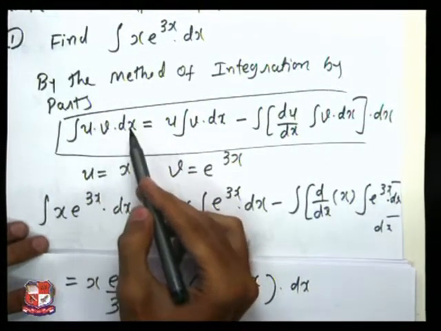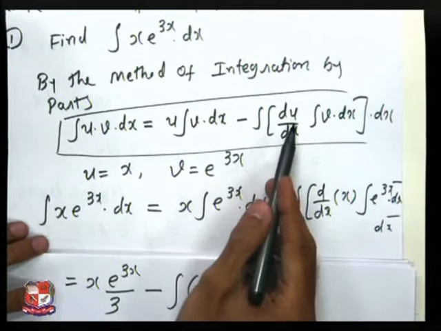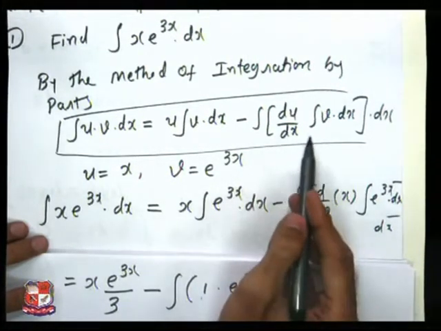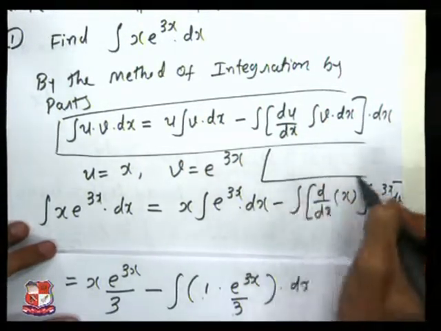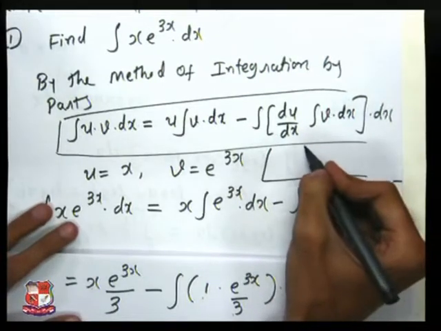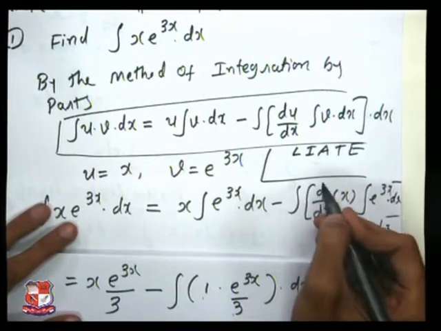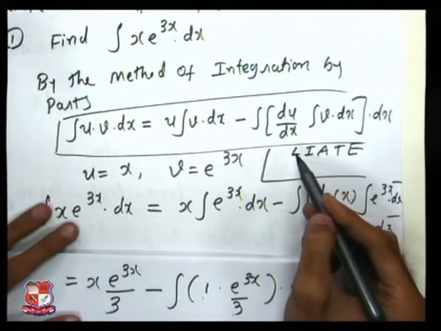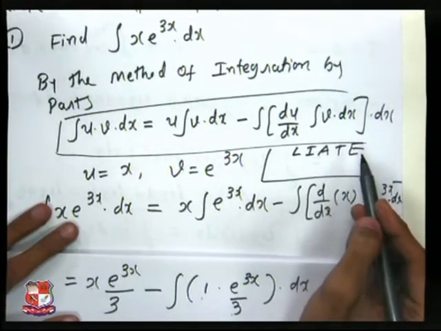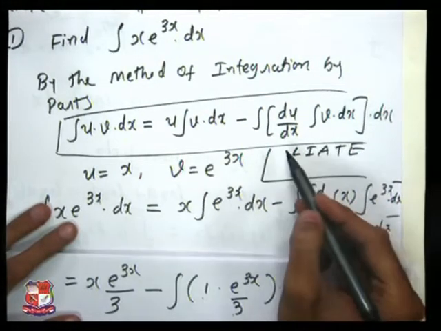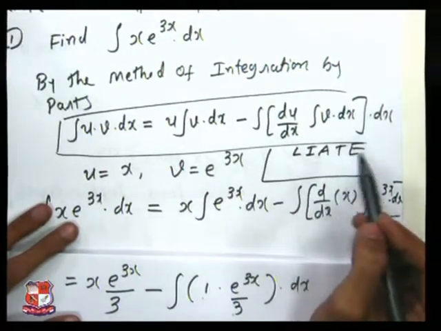Integration of u into v into dx is equal to u integration of v dx minus integration of differentiation of du by dx into integration of v dx into dx. And the selection of u and v we can take in the way of LIATE. That means L is logarithms, I is inverse, that is algebraic, T is trigonometric, and E is exponential function. In this order, whichever function comes first is u, and the second function is v.